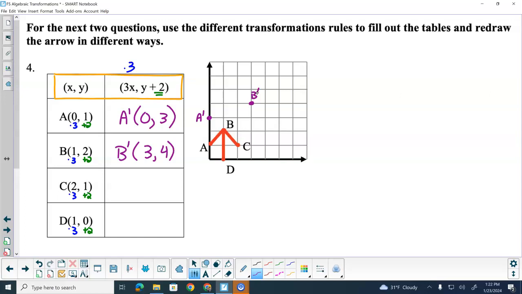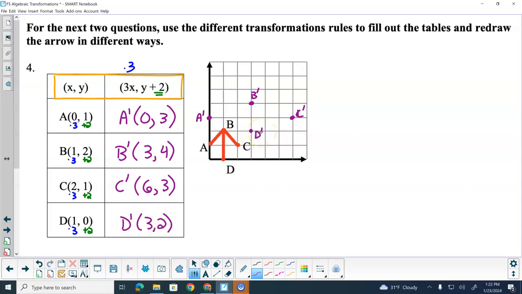Will, C prime. Four, right? Yep. 6, actually. 6, comma 3? Yeah, 6. 6, 1, 3. 6, comma 3. Yeah, so that's 6 to the right, 1, 2, 3, 6, up 3, 1, 2, 3. And D prime: 3, comma 2. So that's 3 to the right, 1, 2, 3, up 2, 1, 2.